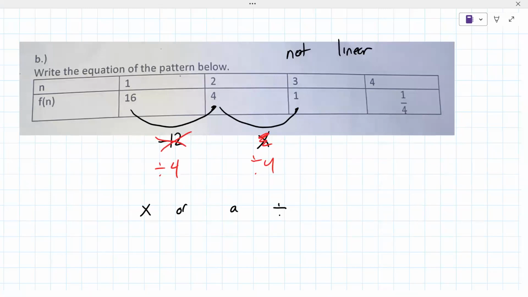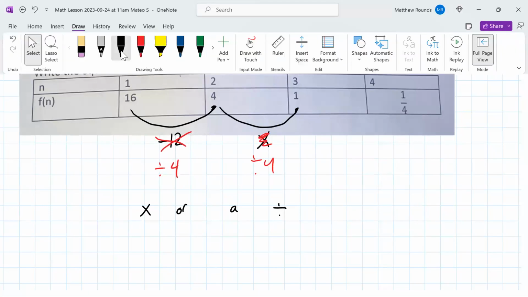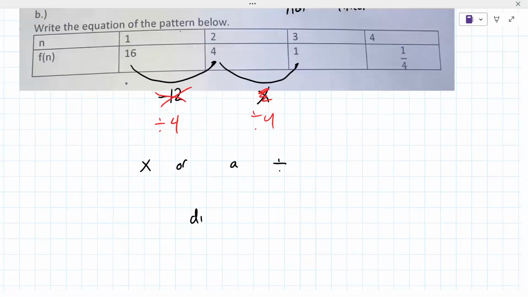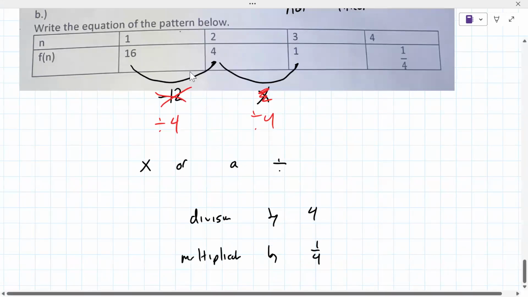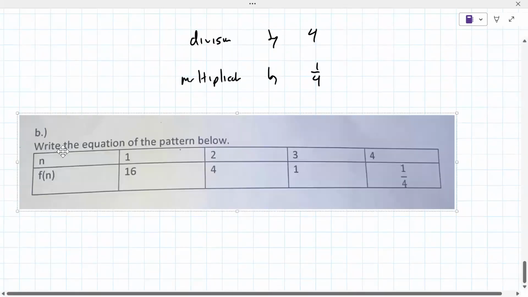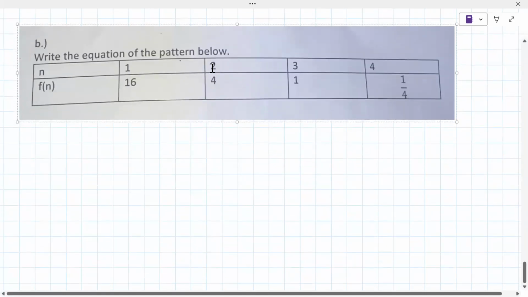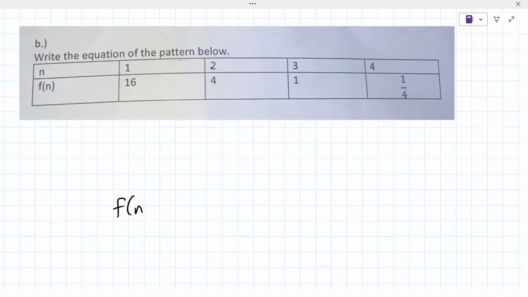But here's the thing. We don't want to use division. Instead of division by 4, we want to say multiplication by 1/4. Do we always want to say multiplication and never division? Yes. Okay. So now let me give you the answer and see if you can tell me how I got the answer based on what we just said.